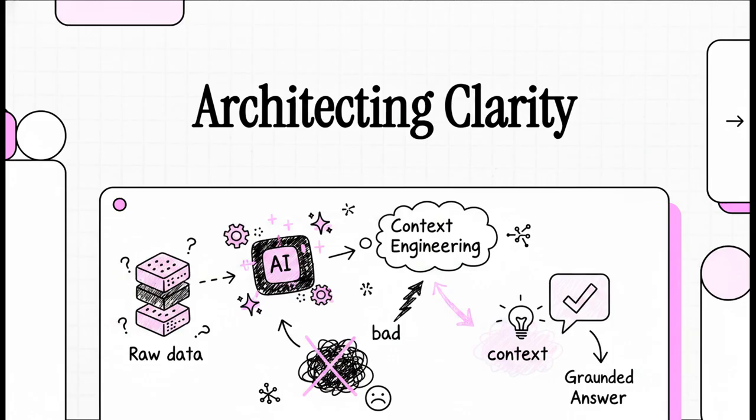Today, we are talking about context engineering. It's basically the art of designing exactly what the large language model sees before it generates a single word. Because here's the hard truth. Even if you have absolutely perfect retrieval, a bad context guarantees a bad answer. But a meticulously structured one leads directly to a highly accurate, grounded response.